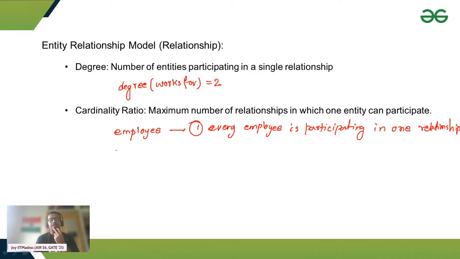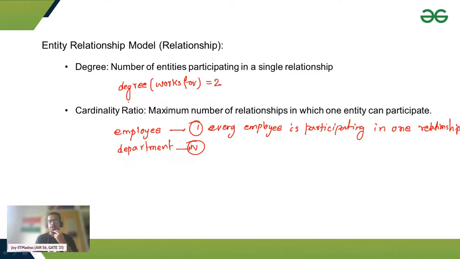Then here comes the department. After employee, we have department. For the department, what is the number of relationships in which one entity can take part? For a specific department, there can be multiple employees working in it, so it can be N. Suppose we have N employees and all of them work in the same department. At max it can be N. If we don't have any particular number, then we just place N.